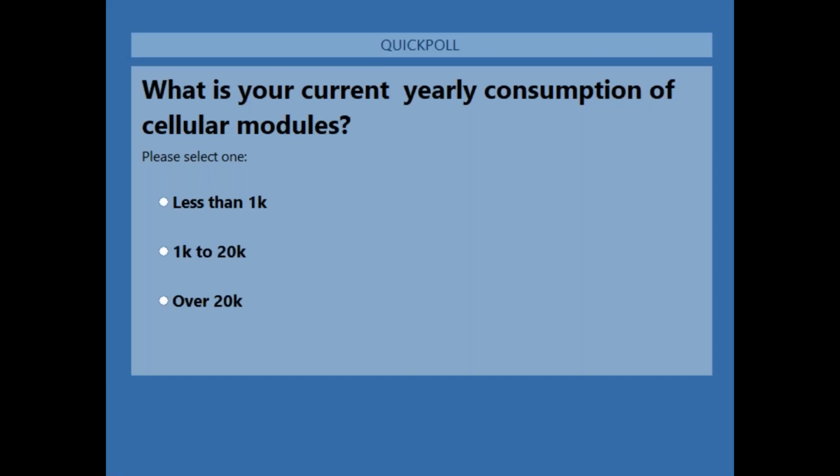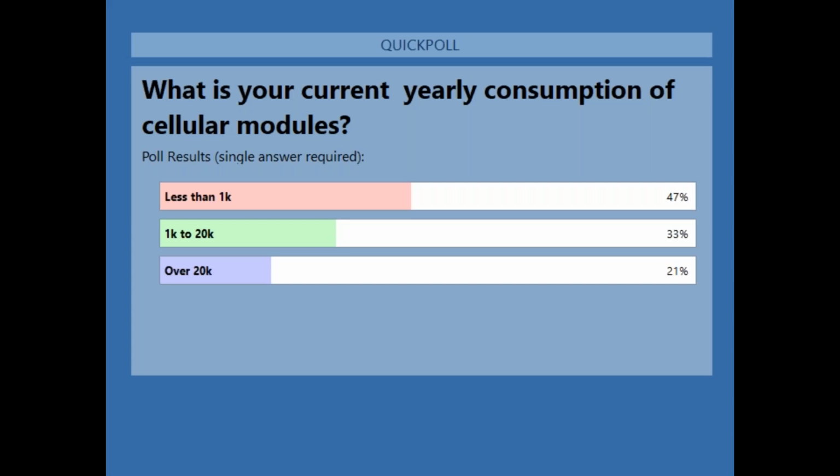What is your current yearly consumption of cellular modules? Please select either less than 1K, 1K to 20K, or over 20K. All right, let's close out this poll as well. All right, so almost half of you said less than 1K, about a third said 1 to 20K, and just about 20% said over 20K.